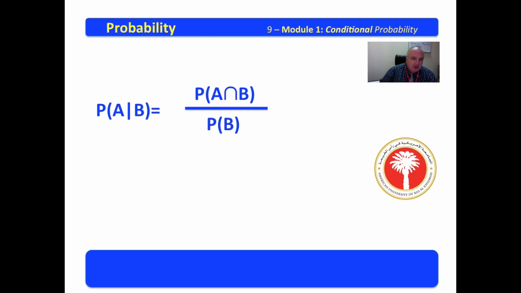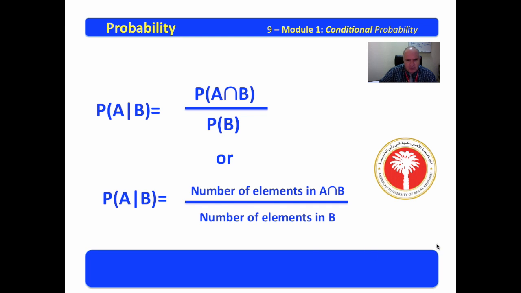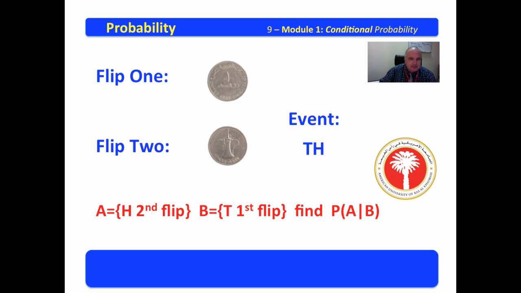Here's the formula that you'd use. The probability of A given B is equal to the probability of A intersect B divided by the probability of B. Very interesting, isn't it? Or here's another way to write the formula. The probability of A given B is equal to the number of elements in A intersect B divided by the number of elements in B. A lot of times this is the easier formula to use. The number of elements in A intersect B divided by the number of elements in B.